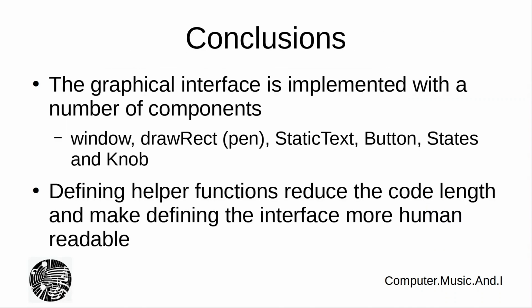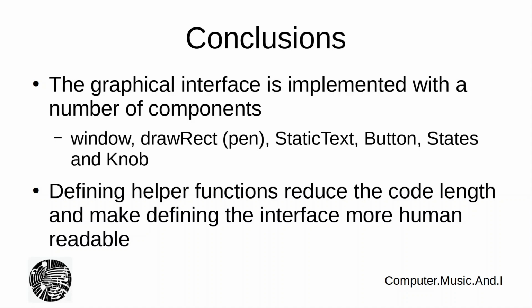Okay. Final conclusions. The graphical interface is implemented with a number of components. The components that we've seen here are window, draw rect, pen, static text, buttons, states, and knob. And with these elements, we were able to create the interface. As we also have seen, defining helper functions does reduce the code length a lot and makes defining the interface more human readable. So we basically can just walk through it and say, okay, this is this button, this button, this button. It's far more understandable.